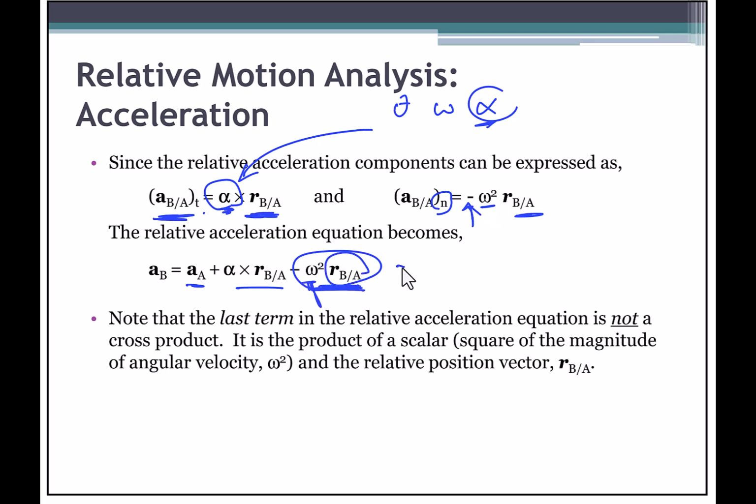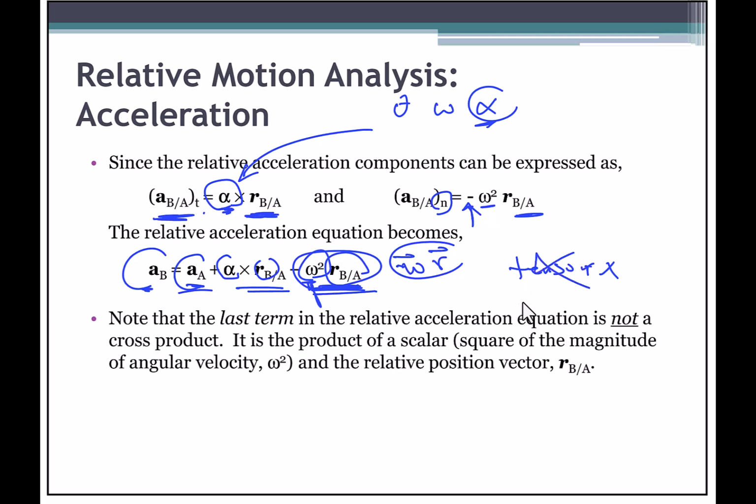You can't put a vector with a vector next to each other, otherwise it gives me something called a tensor. We don't want that. A tensor looks like, not a vector, it's like a matrix. We don't want this. So this is just a scalar. This is a cross product of a vector with a vector, which will give you another vector. And this is a vector by itself. So vector, vector, vector will give you a vector. No scalars in this equation and no tensors.